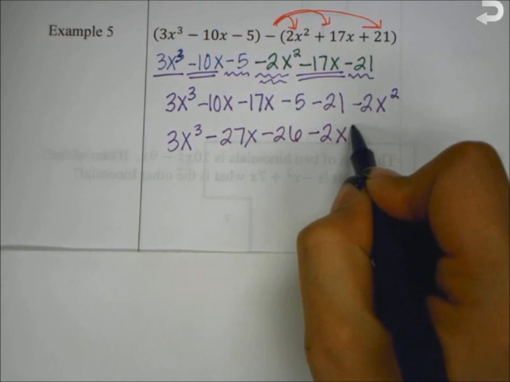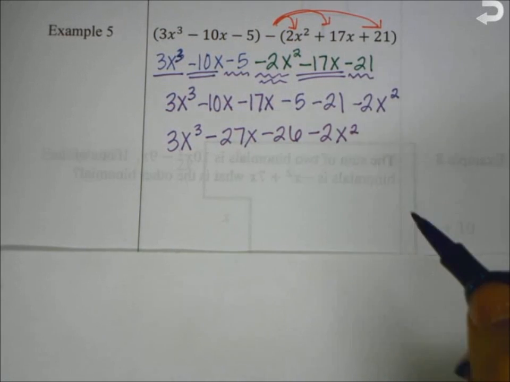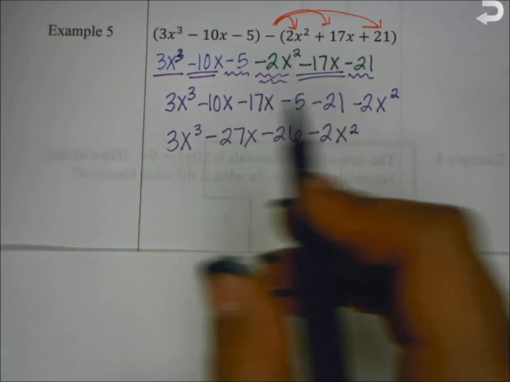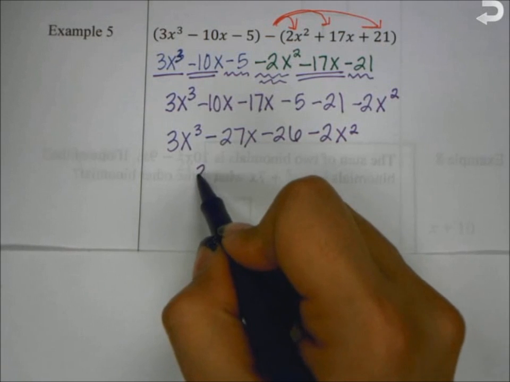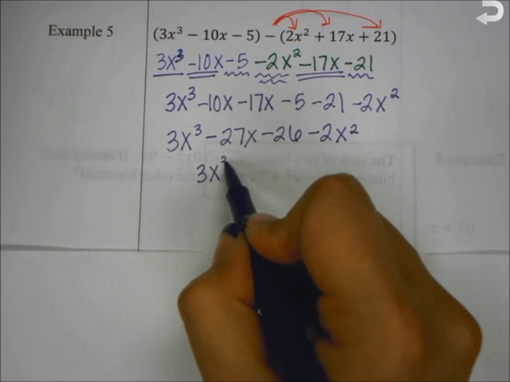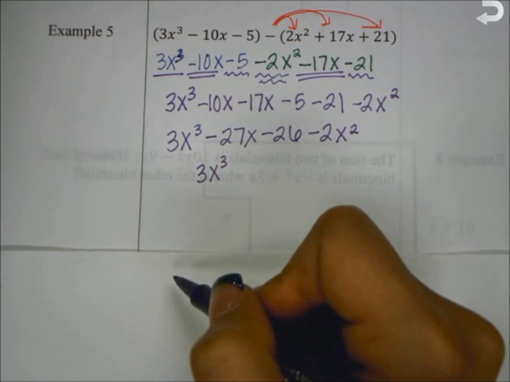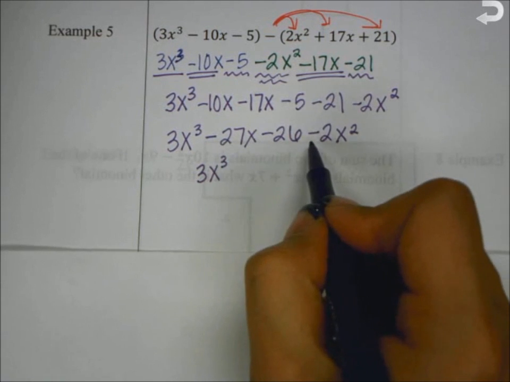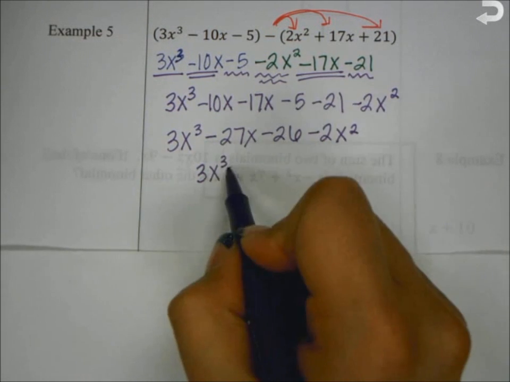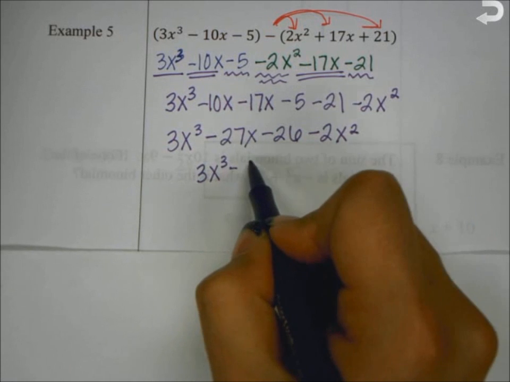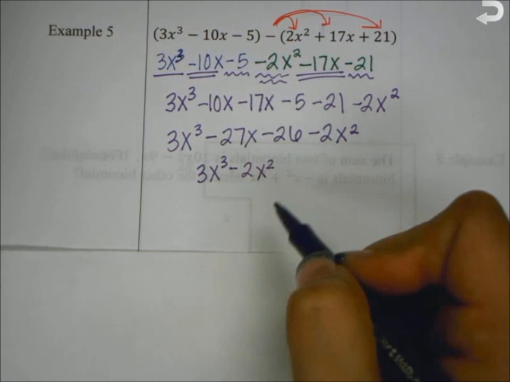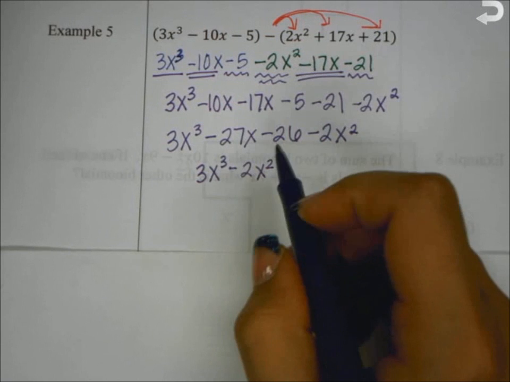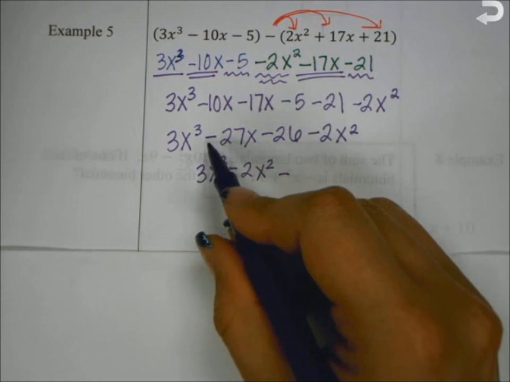Is it a positive or negative though? Negative, so we have to take the sign with it. So minus 2x squared. Then what? Minus 27x. Then minus 26. The constant is always going to be last because there's no x's on that one. So we are done.